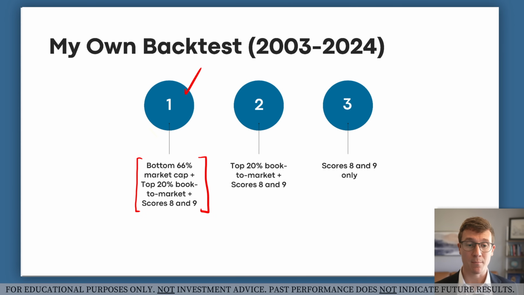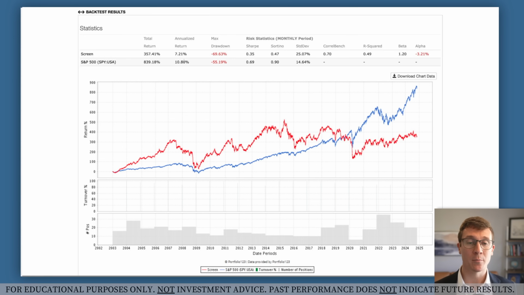So I chose the bottom 66% in market cap, so looking at only small and mid-cap type companies. Then I sorted by the top 20% book to market, eliminating the 80% highest book to market stocks, only leaving the cheapest 20%. And then I only took the stocks that scored at least 8 or 9 on the Petrosky F-score formula. So this was the original Petrosky formula as best as I could replicate it.